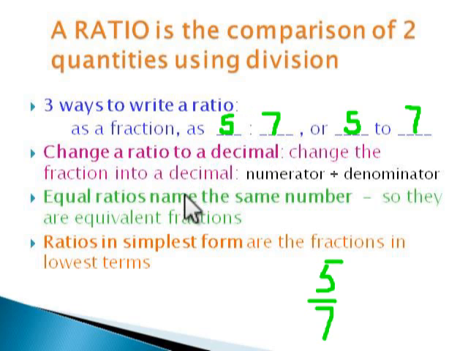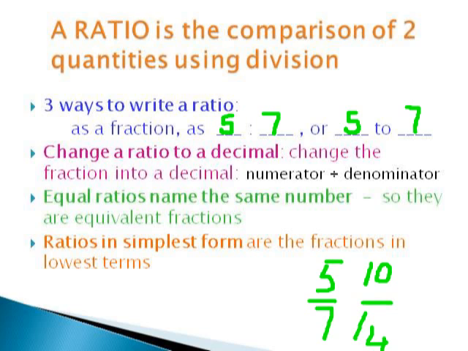If you want to name an equal ratio, you do it the same way you would do an equivalent fraction. So for example, if 5 to 7 was your ratio, you could make that equivalent to 10/14. Whoop. Slipped a little there. But those would be equivalent ratios.